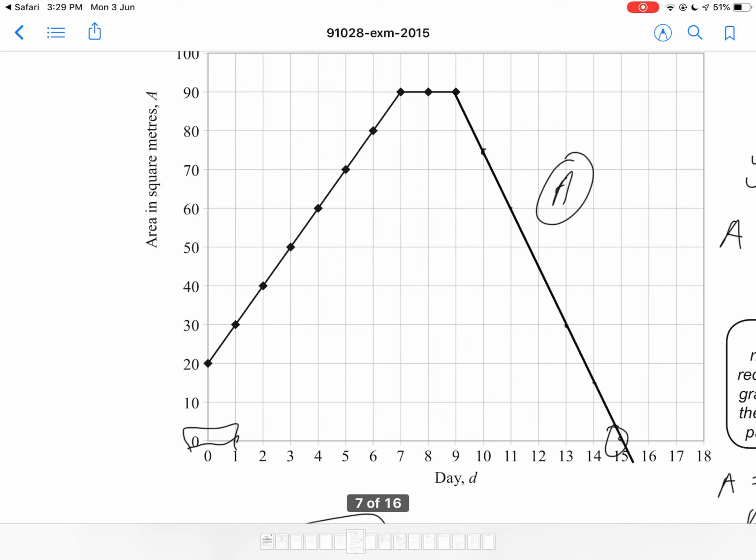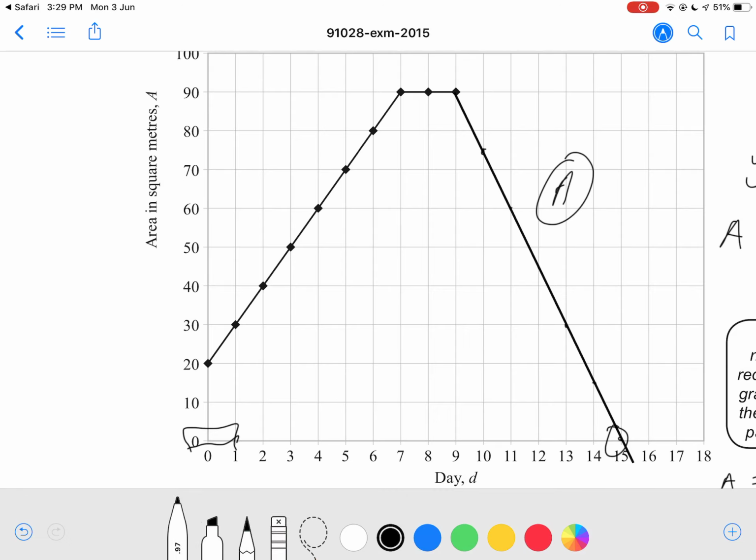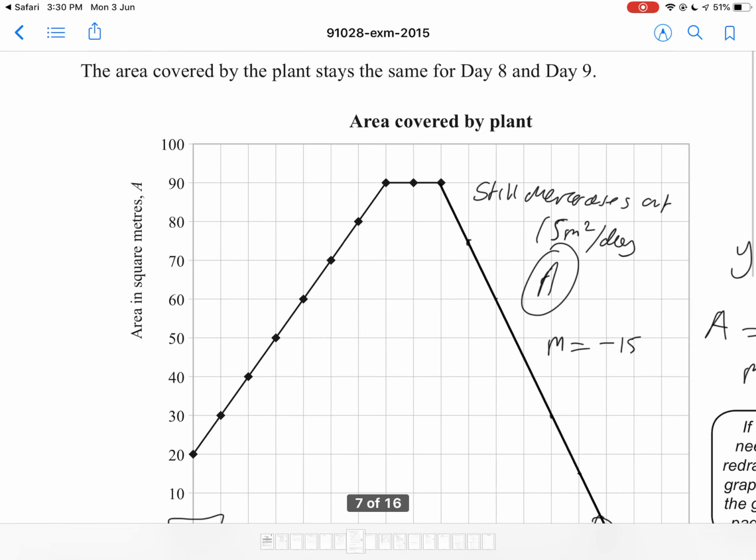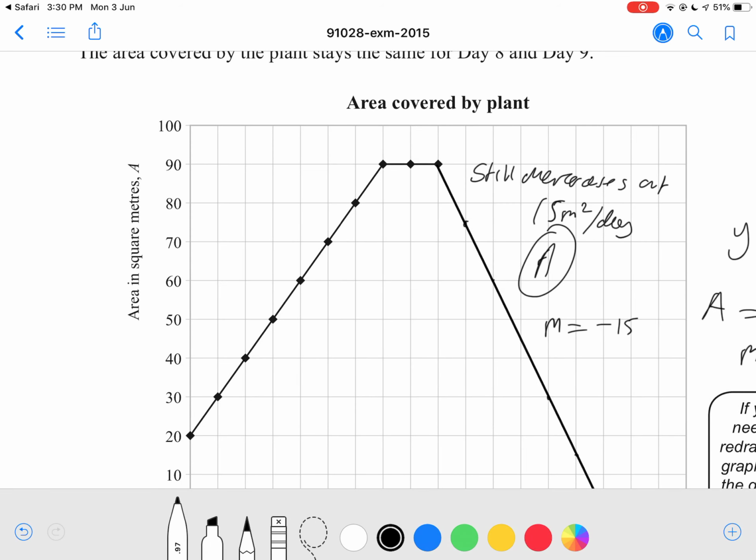So now 2 things we need to find. The gradient remains the same, so it still decreases at 15 meters squared per day. So this doesn't change, so m remains at negative 15. It's decreasing at 15, so therefore it's negative. And this doesn't change between the 2 graphs, so in both graphs it will be negative 15d, but the y-intercept will change. For the second graph, we're going to start removing on day 9, so on day 9, it will be 75. You know this.